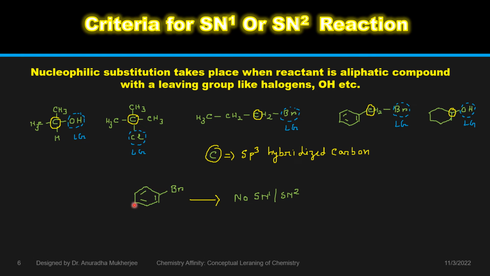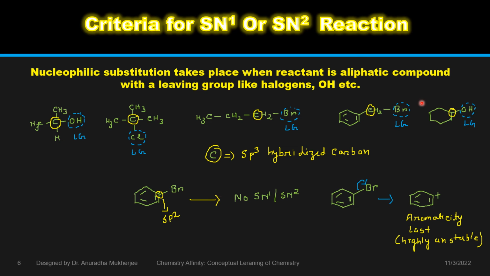Now here we have taken another example, bromobenzene. Here the carbon is connected with bromine. If you think that in bromobenzene this bond will break and you will get a carbocation, it's not going to happen, because this carbon is sp2, it's not sp3. When the leaving group is attached to an sp2 carbon, it cannot break and form a carbocation.